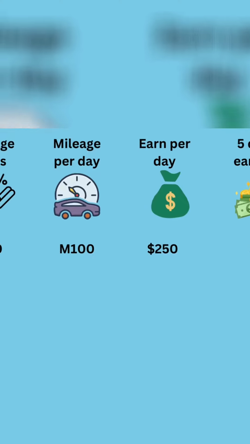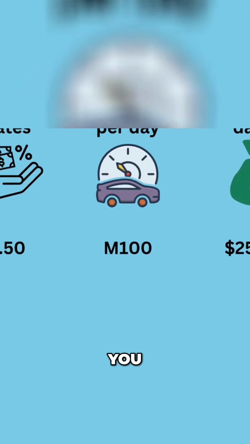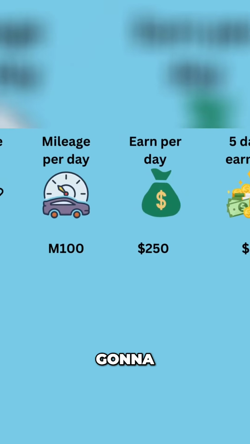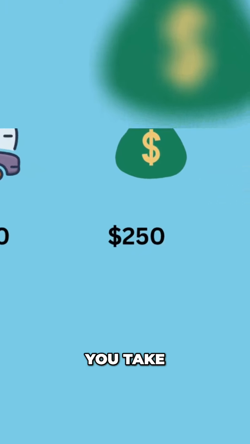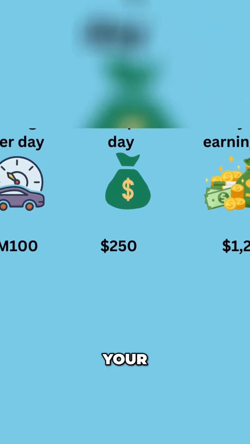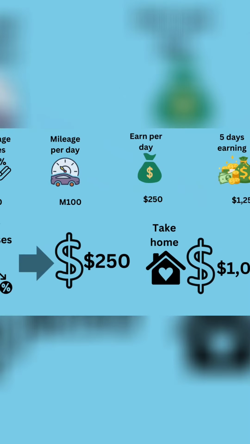If you drive 100 miles per day and you make $2.50, that's going to give you $250 per day. And if you take the $250 per day and multiply it by the 5 days you work, you're going to make $1,250. Even if you take $250 for your expenses, you're still going to have $1,000 left.